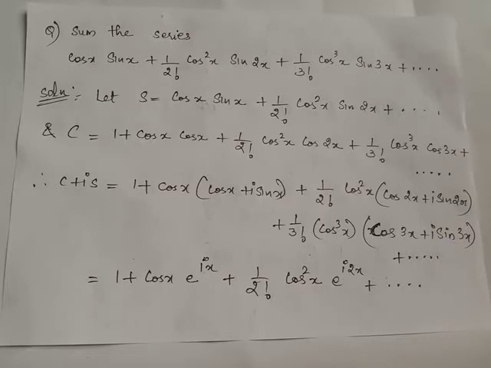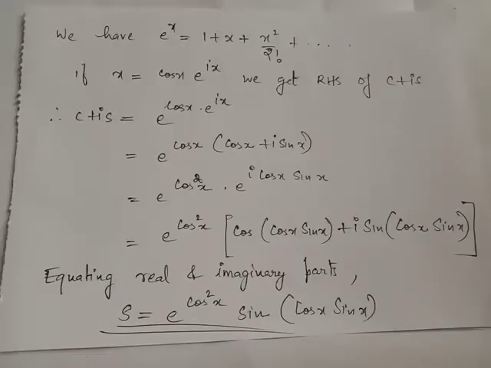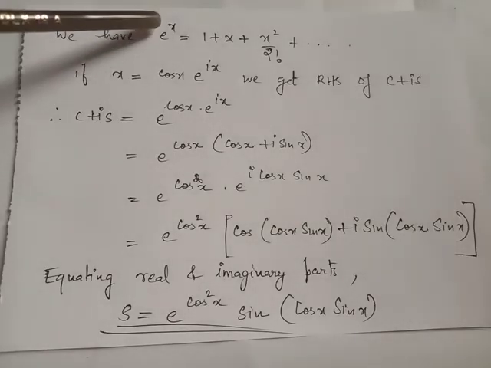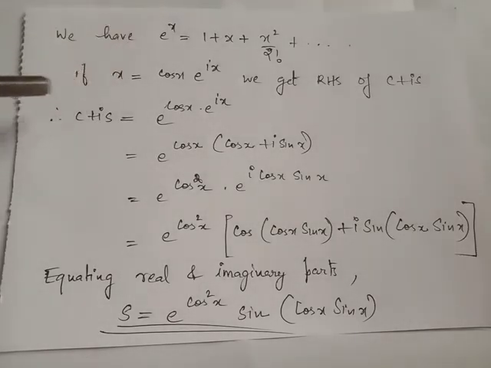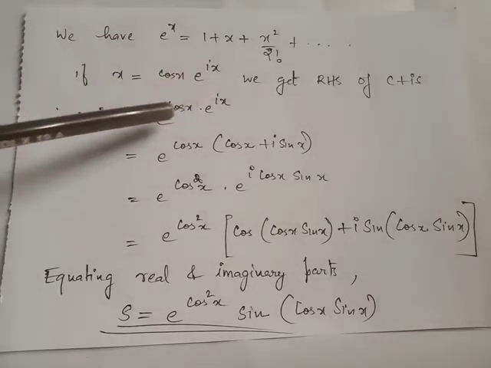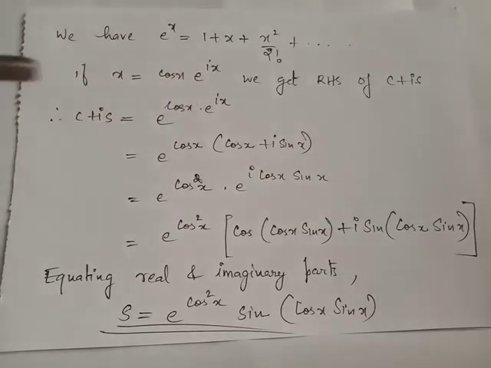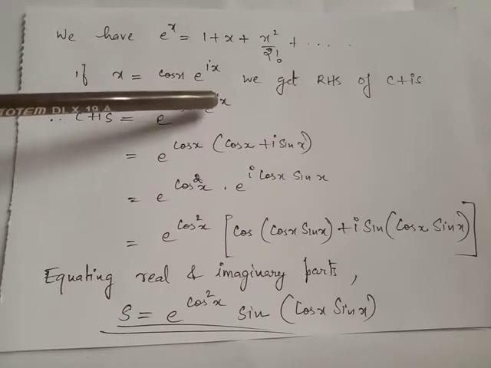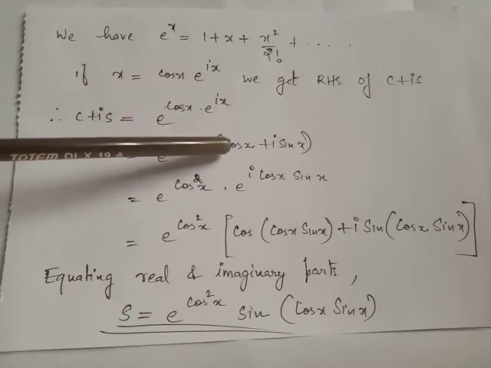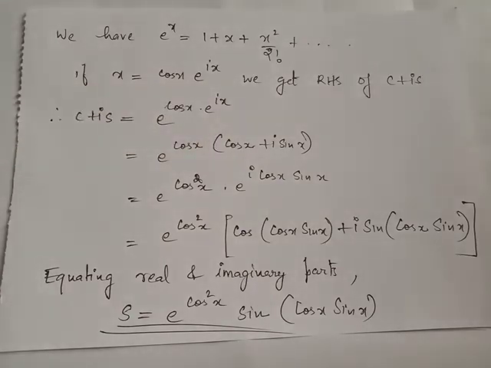So now we replace C plus iS by the exponential function. Using the series expansion of the exponential function and substituting x equals cos x e raised to ix, we have C plus iS equals e raised to cos x into e raised to ix. Cos x and e raised to ix are the powers of e. We replace e raised to ix by the same Euler's identity, and we have e raised to ix equals cos x plus i sin x.